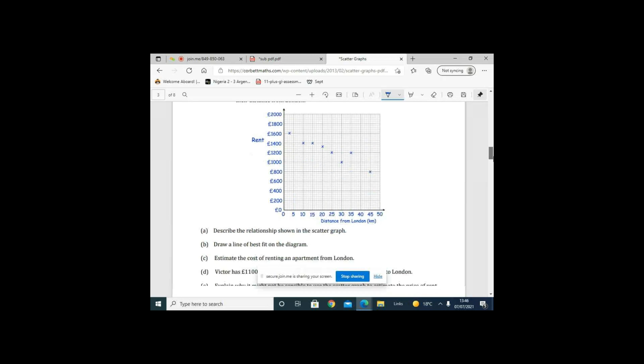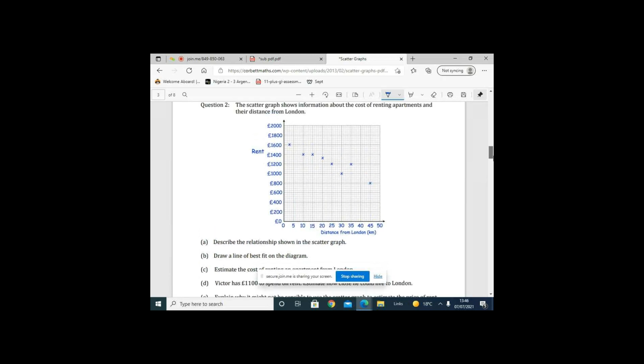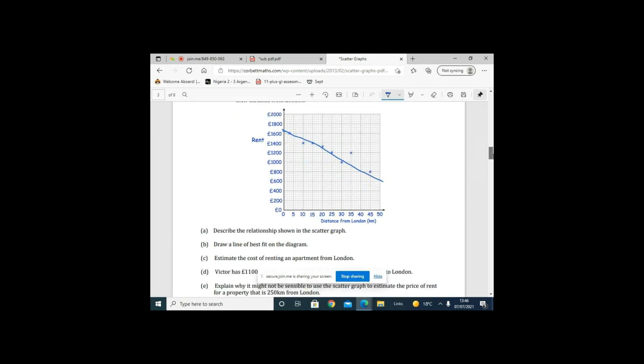So I want us to try and do this one. I'm going to draw a line of best fit for you. So, Tasidia, what's the relationship between these, please? Is it positive, negative, or no correlation? It's negative, yes. So let me just draw this one. Can you do the question now?